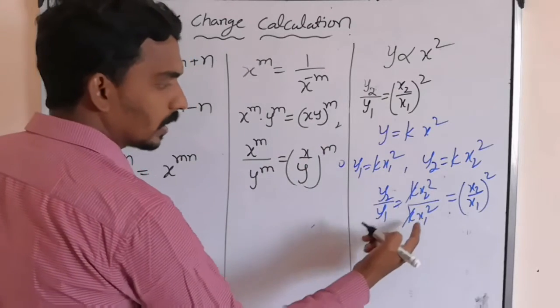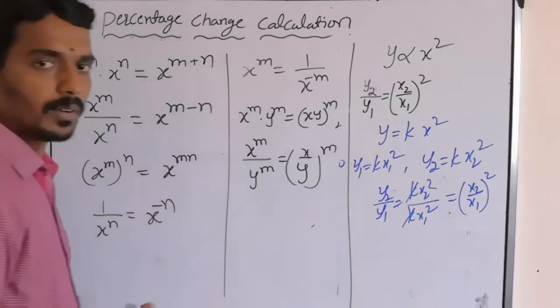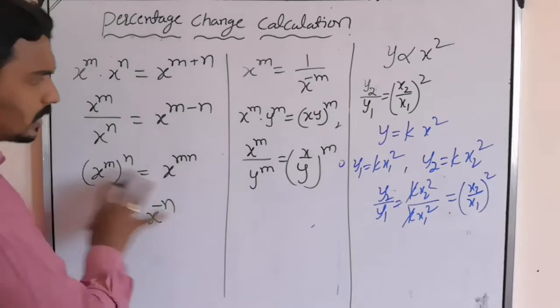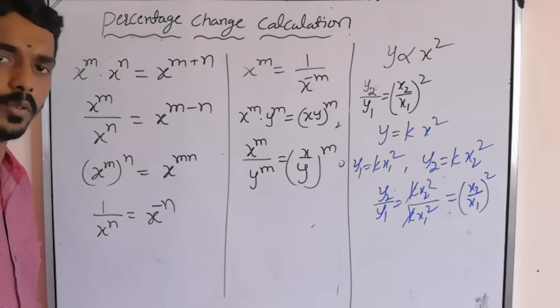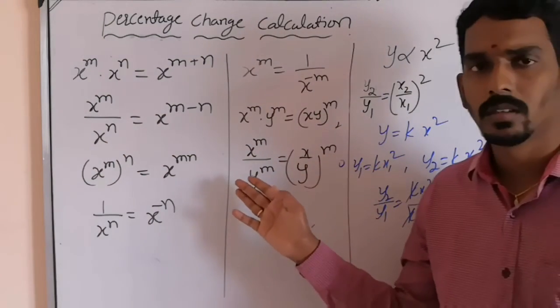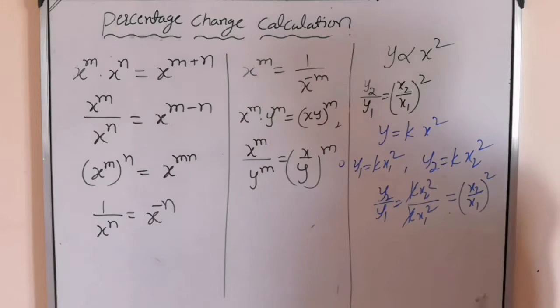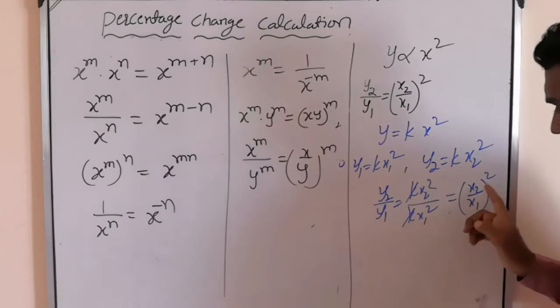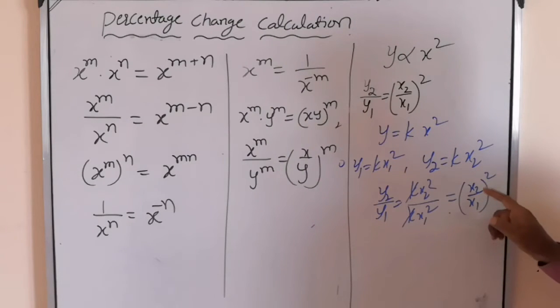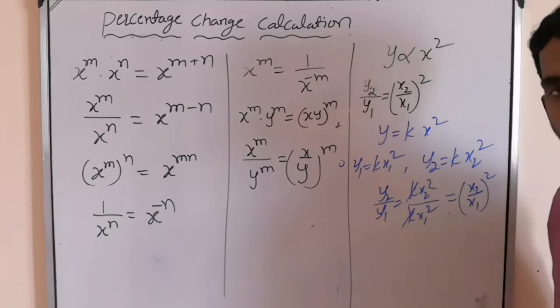Like x2 square and x1 square, the power is the same, so I can write x2 by x1 whole power m. This way, these power formulas are helpful in solving questions. Very important. Simple things, but please remember them carefully. That's it, so that you will get the relation. Now, if they have given percentage change for x, then you will get the relation between x1 and x2. From this, you can get the relation between y1 and y2.